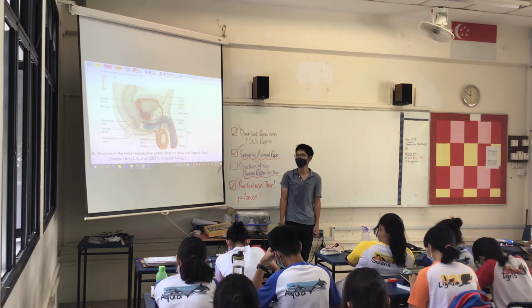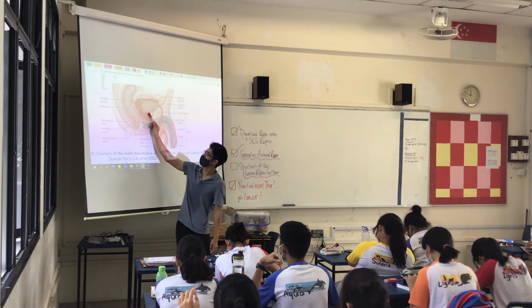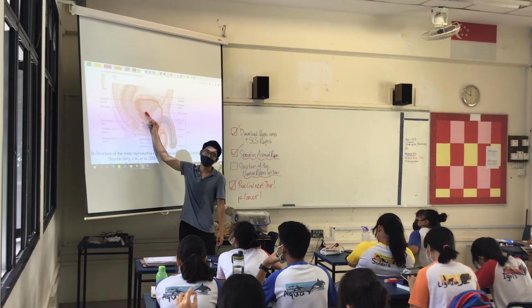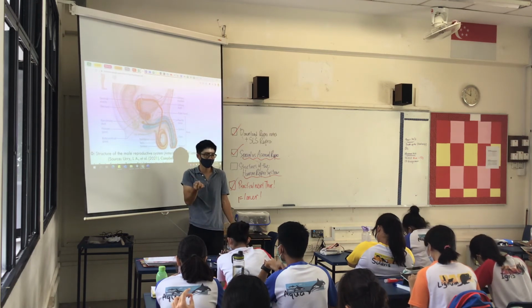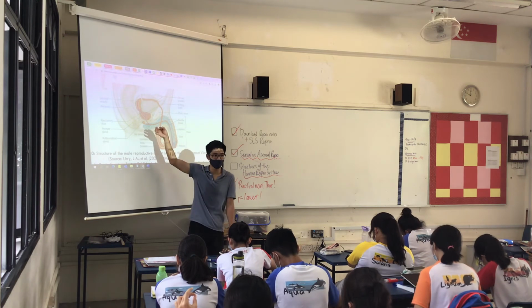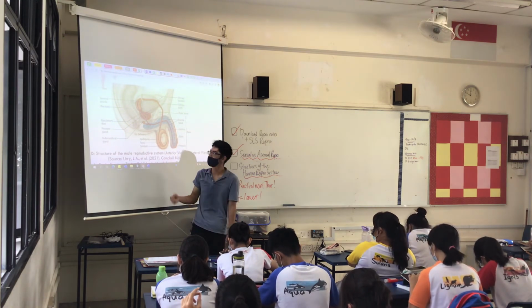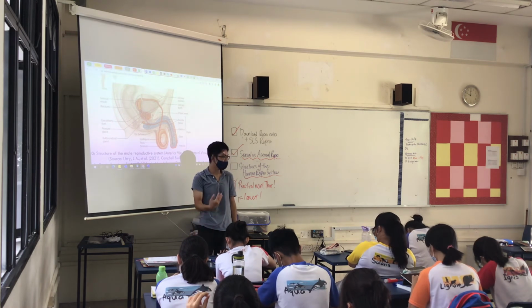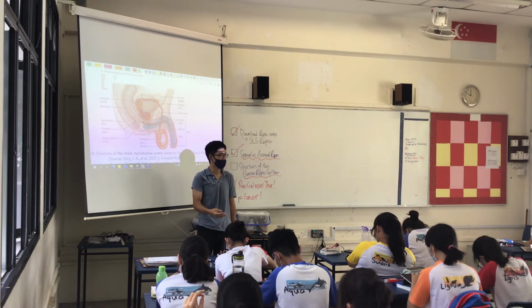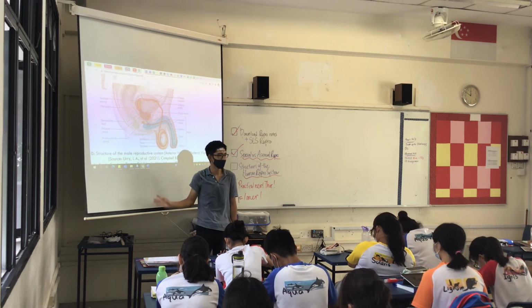So how? Luckily for males, at the very base of the bladder, there are muscles that can constrict. So when it's time for sperm to come out, that muscle underneath the bladder will constrict so that no pee will come out at the same time. And when it's time for urine to come out, then urine will come out.